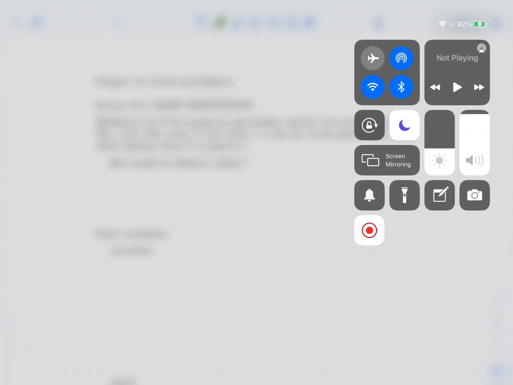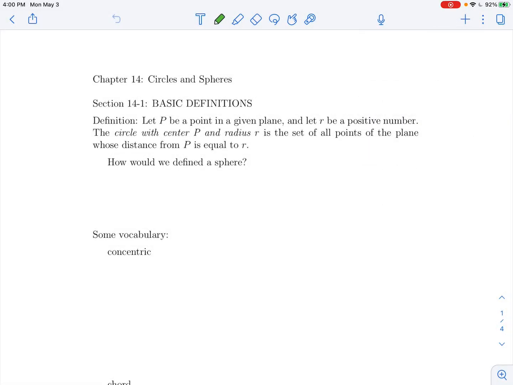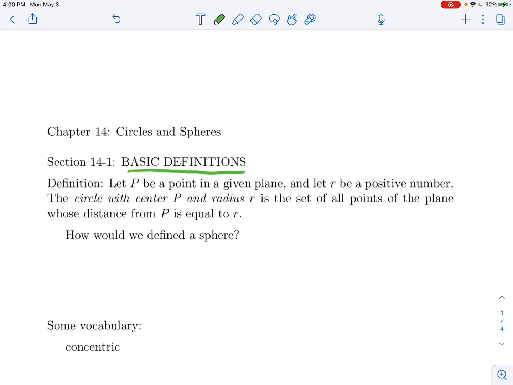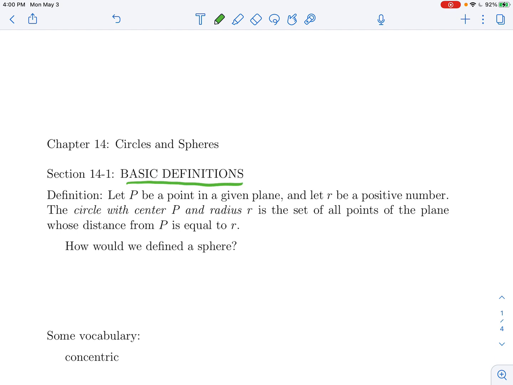Hello, in this video I'll be talking through the first section from chapter 14, which gives some basic definitions related to circles. So we'll just jump right in. The way we define a circle is in terms of distance.